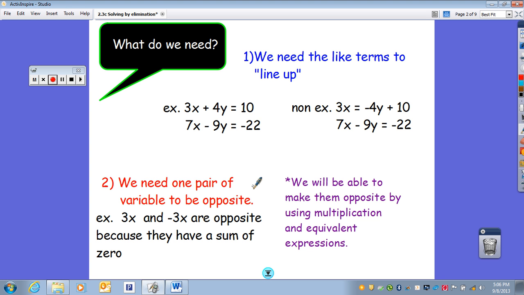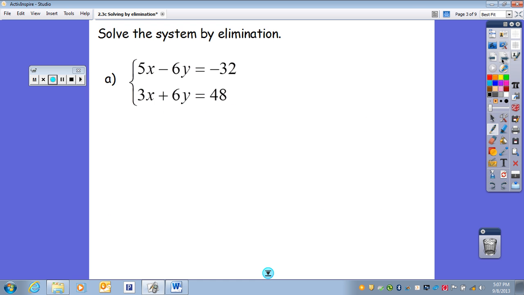We also need one pair of variables to be opposites. For example, 3x and a negative 3x are opposites of one another because our goal will be to have that be a sum of 0. We will be able to make them opposite by using multiplication and equivalent expressions. Let's begin by doing some examples.